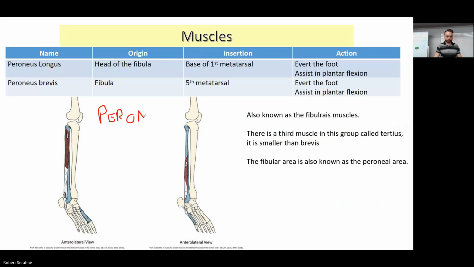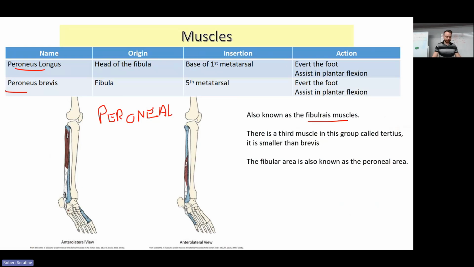Peroneal. But peroneal is just an older anatomical word that refers to this same area, which is the fibular region of the lower leg, or in this case, the lateral side of the lower leg. So the peroneal muscles, also known as the fibularis muscles, are right here on the lateral side of the leg, and they attach to the fibula.